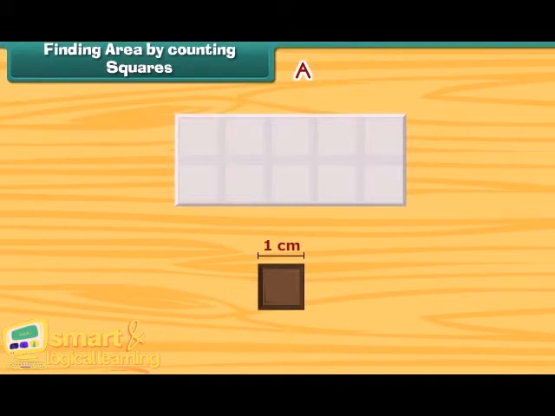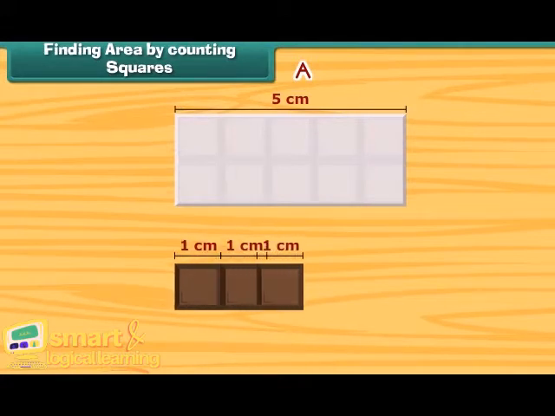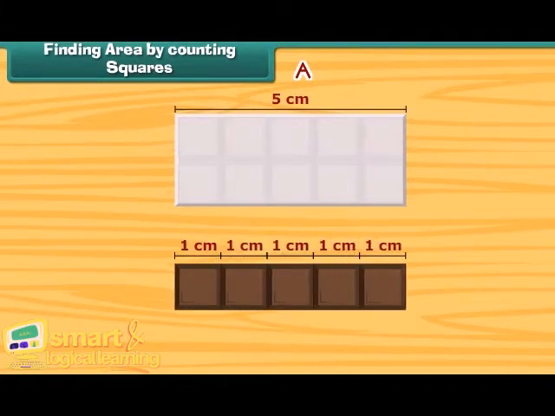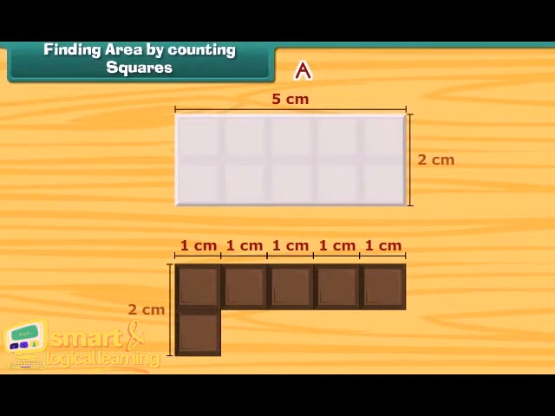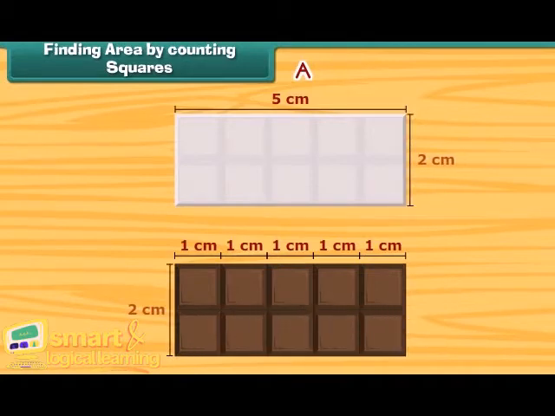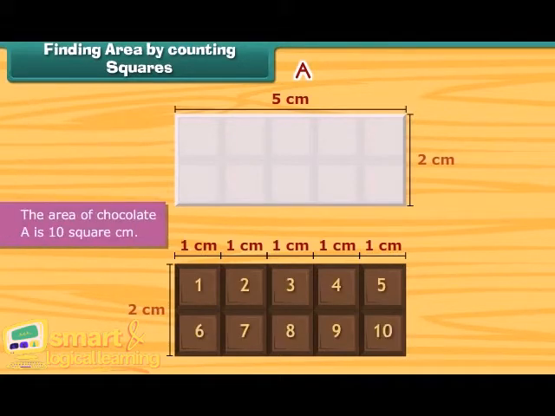The length of the chocolate A is 5 centimeter. So, 5 squares can be arranged along its length. The width of this chocolate is 2 centimeter. So, 2 squares can be arranged along its width. Thus, in total, 10 squares can be arranged on it. So, the area of chocolate A is 10 square centimeters.